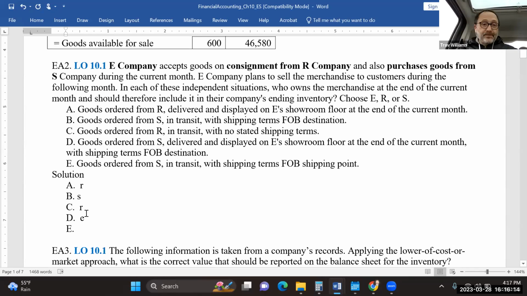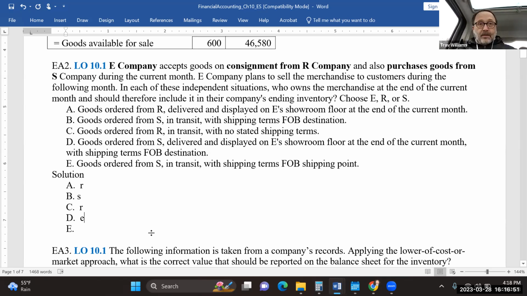And the last one, goods ordered from S in transit. So in this case, they have not been delivered. The terms are FOB shipping point. So with FOB shipping point, ownership changes hands as soon as the goods are shipped. So as soon as S ships out the order, it becomes the property of E, even before it's delivered. Okay, so in this case, E owns the property. So there we go, that's number 2.